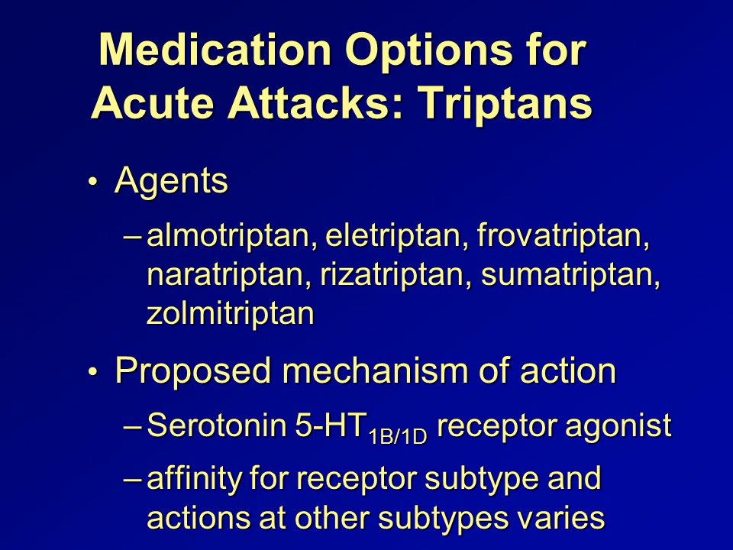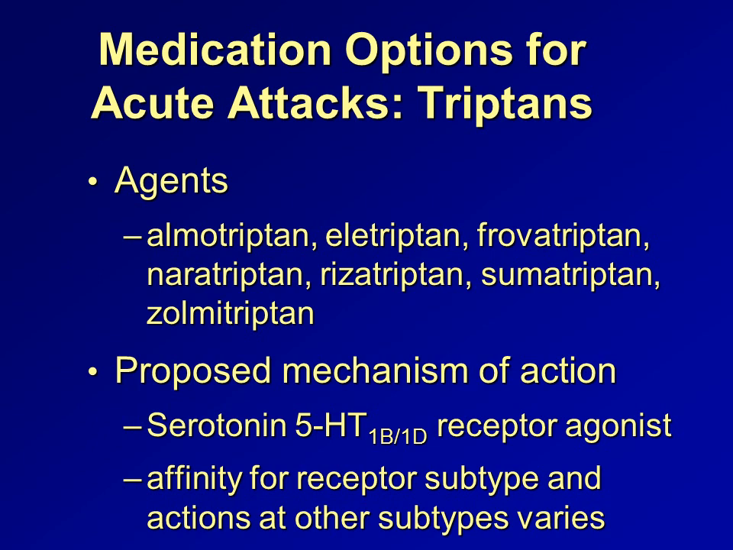Each of these agents acts as an agonist at the 5-hydroxytryptamine 1B and 1D receptor subtypes. Activation of the 1B subtype is thought to cause vasoconstriction and alleviate migraine pain, and activation of the 1D subtype inhibits inflammatory neuropeptide release and reduces transmission in pain pathways, including the trigeminal pathway.